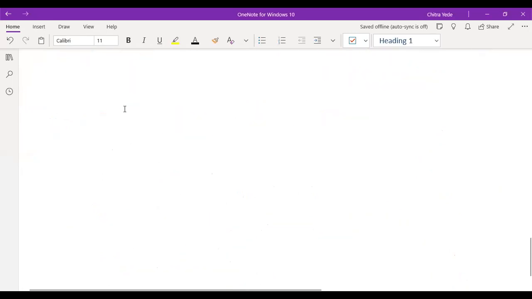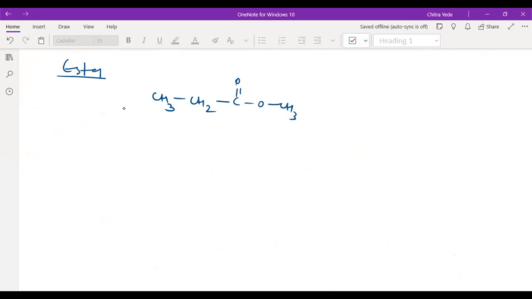I'm just taking again that alkoxy alkanoate, ether ester group, ester. So I'm taking CH3, CH2, C double bond O, O, CH3. Okay, so it is methoxypropanoate. Can we write that methoxypropanoate? Yes, sir, we can write that.